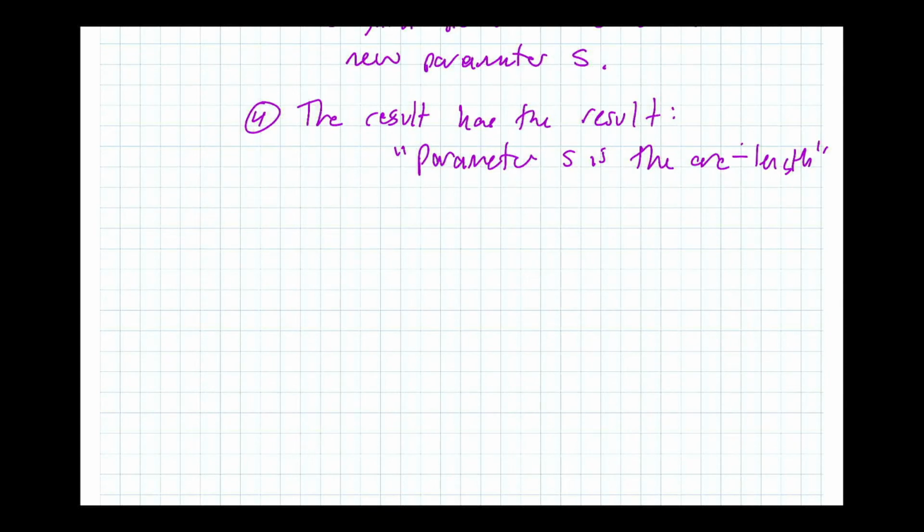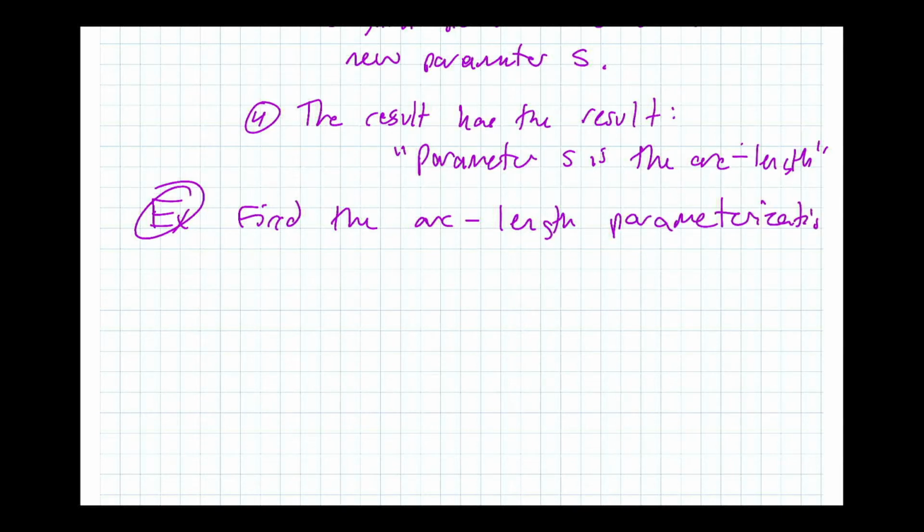So let's do this. Find the arc length parameterization of r of t equals t plus 3, 2t minus 4, 2t, and that's t greater than or equal to 3.